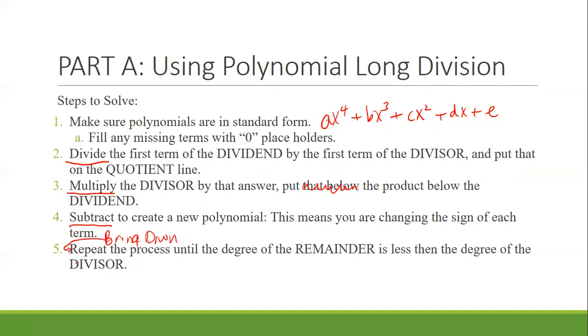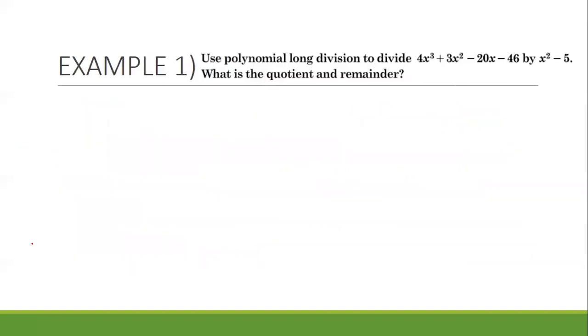So we bring down and we repeat the process until the degree of the remainder is less than the degree of the divisor. So again, we divide, multiply, subtract, bring down. Divide, multiply, subtract, bring down. All right, let's do our first example.